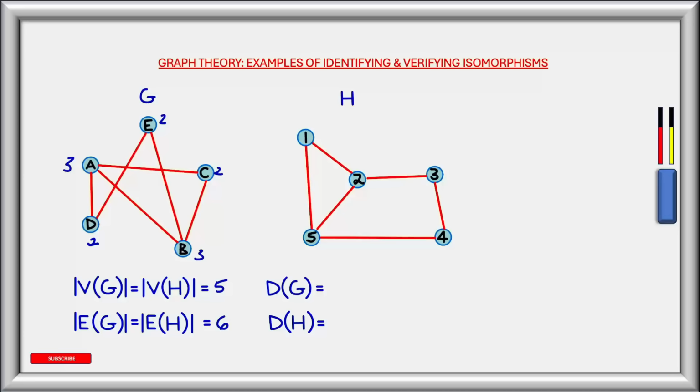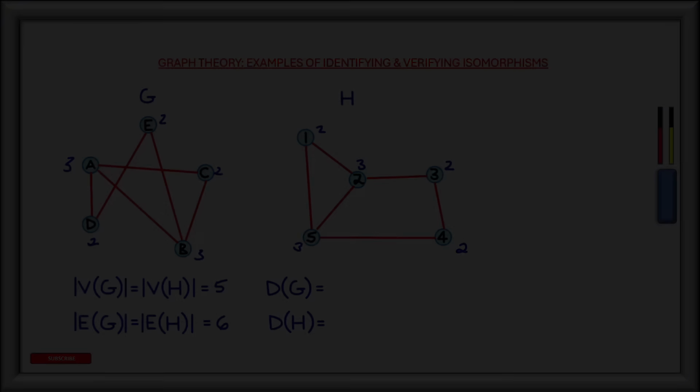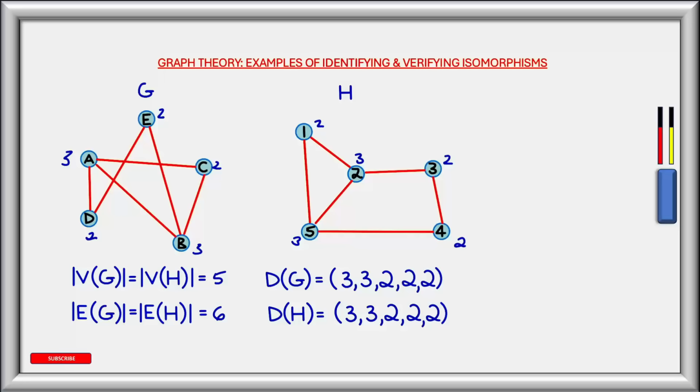And in graph H, vertex 1 has 2 edges, vertex 3 has 2 edges, vertex 2 has 3 edges, vertex 5 has 3 edges, and vertex 4 has 2 edges. And so for each graph, if we order these numbers from highest to lowest, we get the degree sequence of the graph. And as we can see, the degree sequence of graph G and graph H are identical.